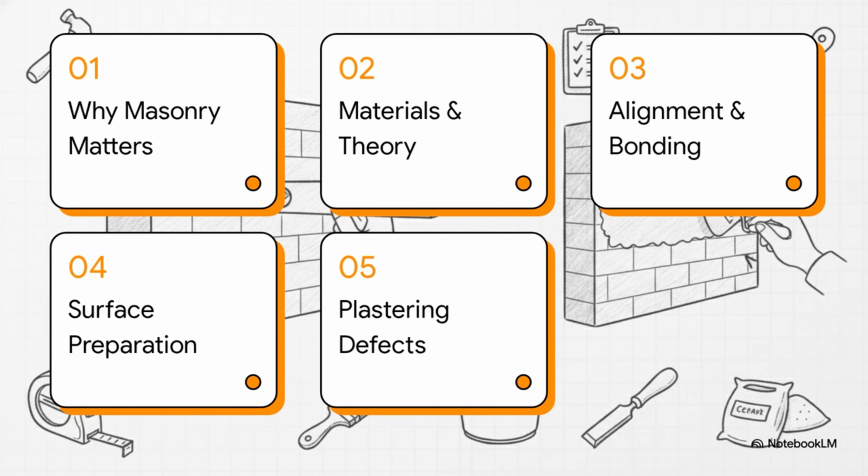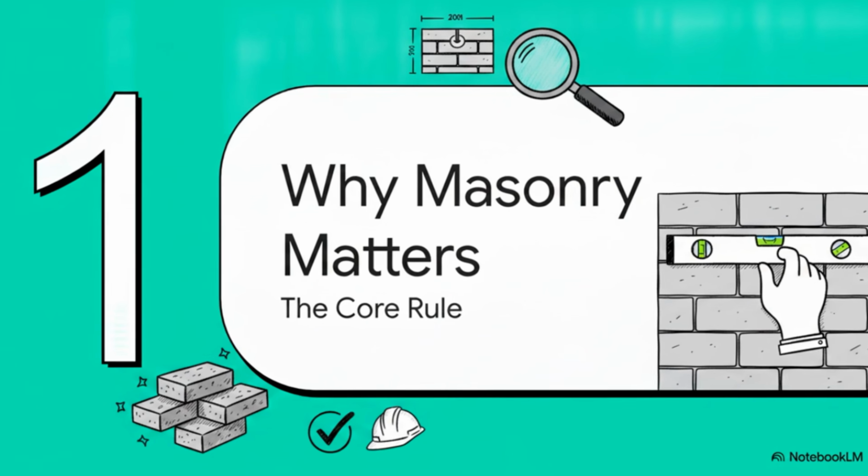So consider this our quality assurance plan for today. We're going to cover why masonry matters, the materials and technical theory behind it, wall alignment and bonding, surface and MEP preparation, and finally, we'll look at some common plastering defects. Let's get into it. Section 1, Why Masonry Matters.